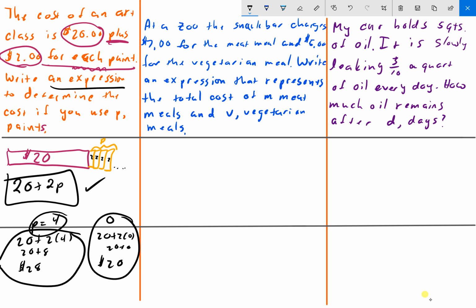It says write an expression. This is an expression, all right? So this, once again, is what the question is actually asking for.